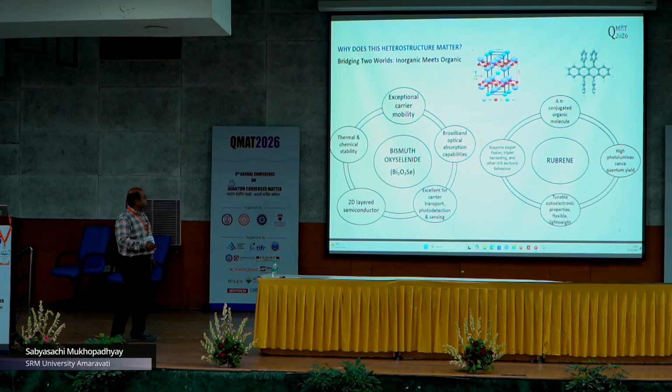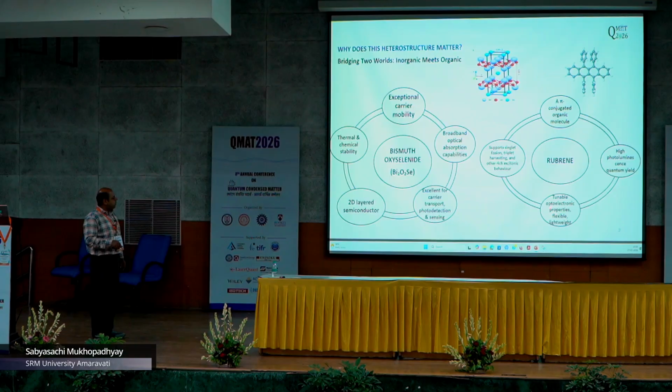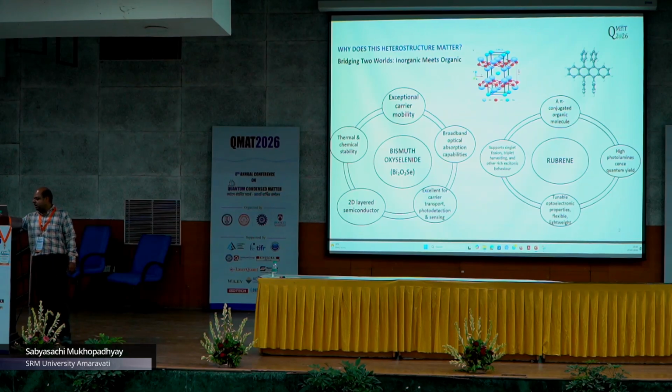In the other case, the organic material rubrene also has a planar structure, and it has a high photoluminescence quantum yield. It has tunable optoelectronic properties, and we can make it on flexible substrates. It supports singlet fission and other things, and it's a pi-conjugated organic molecule. Pi conjugation always helps the optoelectronic properties.